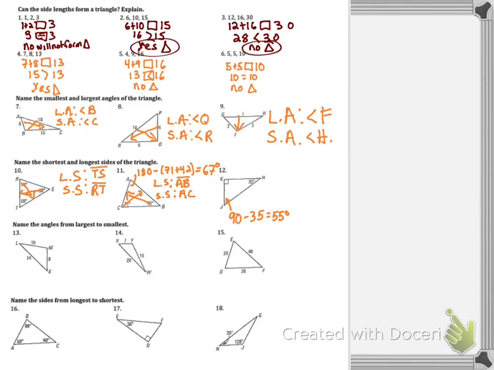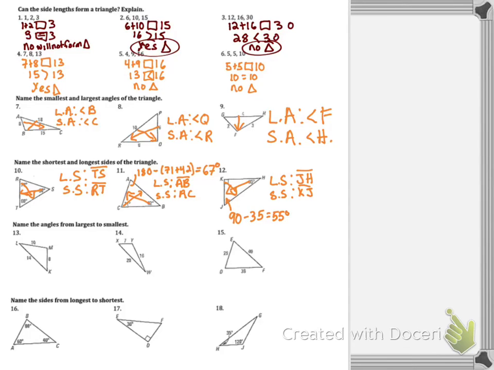Again, that math was not necessary because 90 degrees is bigger than 55 degrees and 55 is bigger than 35. So we know that our longest side is opposite our biggest angle, so that's JH. And our shortest side is across from our smallest angle, which is KJ.